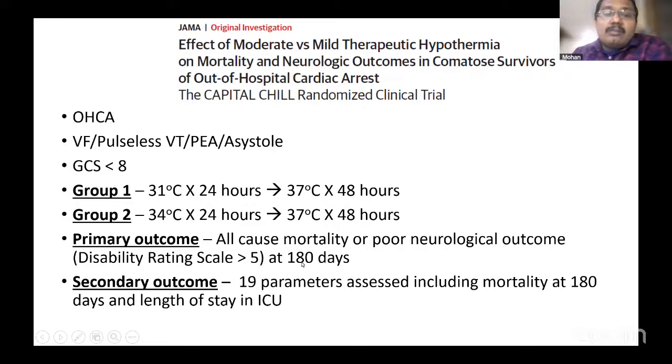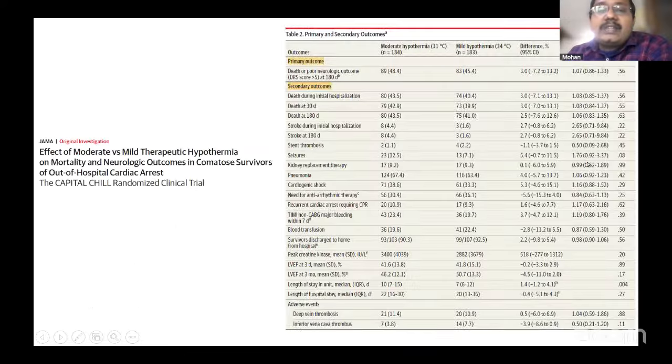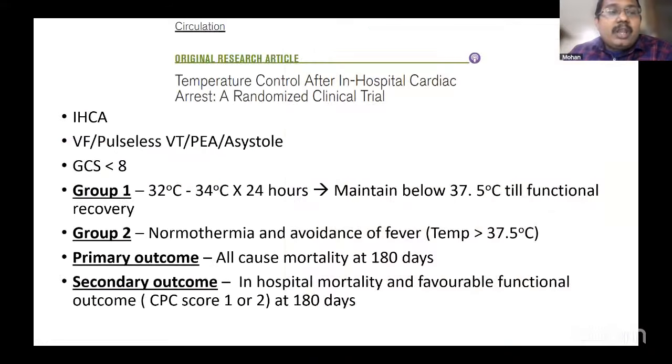And for the secondary outcome, 19 parameters were assessed, including mortality at 180 days as well as the length of ICU stay. Now again, they have taken 184 patients in moderate hypothermia and 183 patients in mild hypothermia. In this, the outcomes were similar, and even the mortality rate is similar in both groups. So going further down in temperature is not helpful.